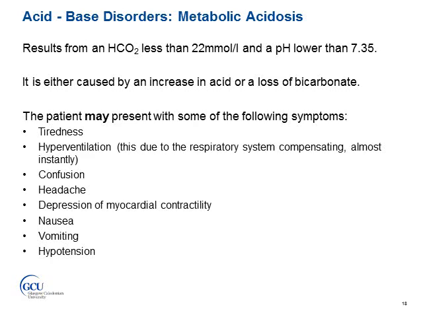Moving on to metabolic problems. These are disorders where on the ABGs the metabolic system is the primary condition. Metabolic acidosis. Metabolic acidosis results when the bicarb is less than 22 millimoles and the pH is less than 7.35. It is either caused by an increase in the acid or a loss of bicarbonate within the body.